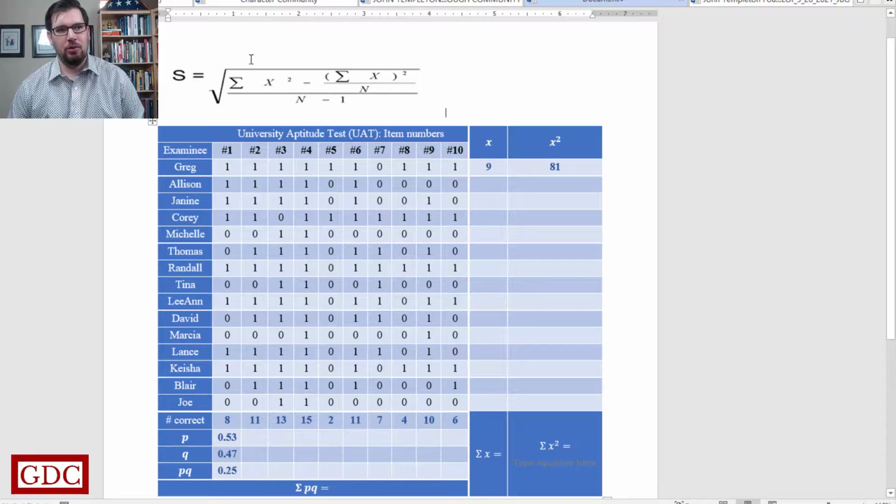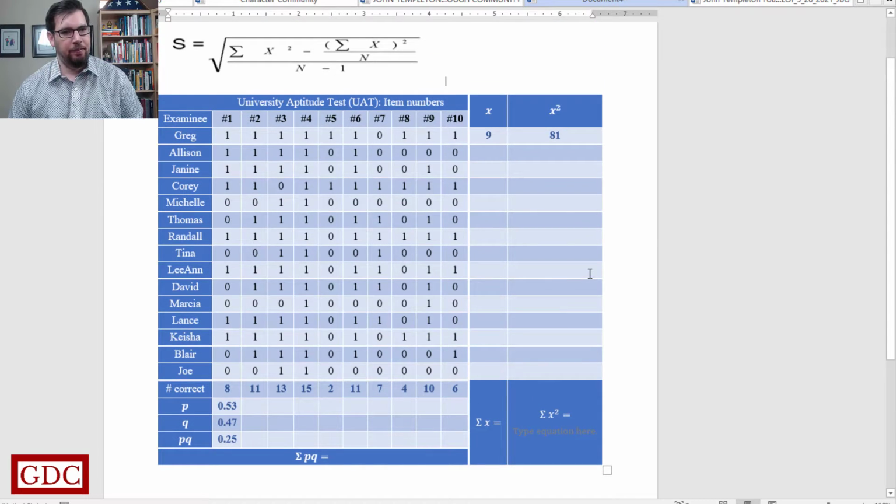So then we take the square root of this number minus this number divided by the sample, and then we would divide that by the sample size minus 1. And we'd take that quotient and take the square root of it. And that will be our S value.